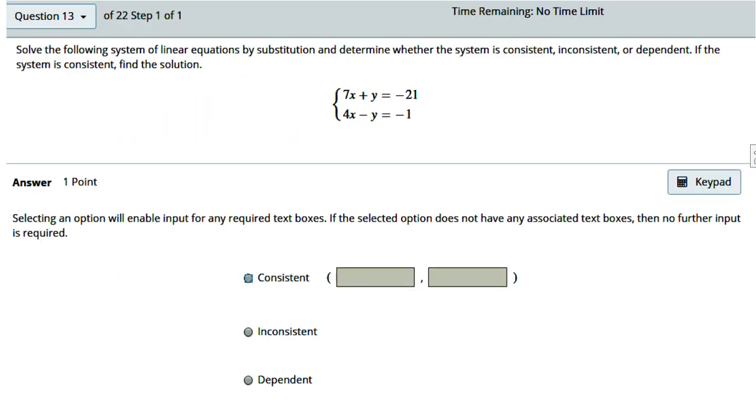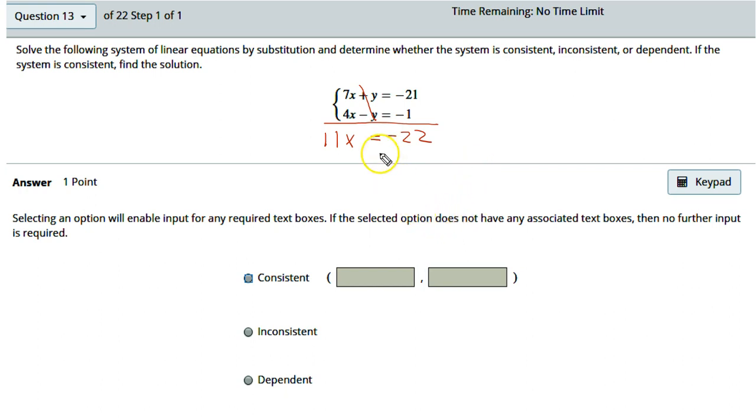Now what we're going to allow you to do here is, even though they asked us to solve this by substitution, as you look at this, if you just were to draw a line underneath them, notice what happens to your y values. They just cancel out. And we get 11x equals a negative 22.